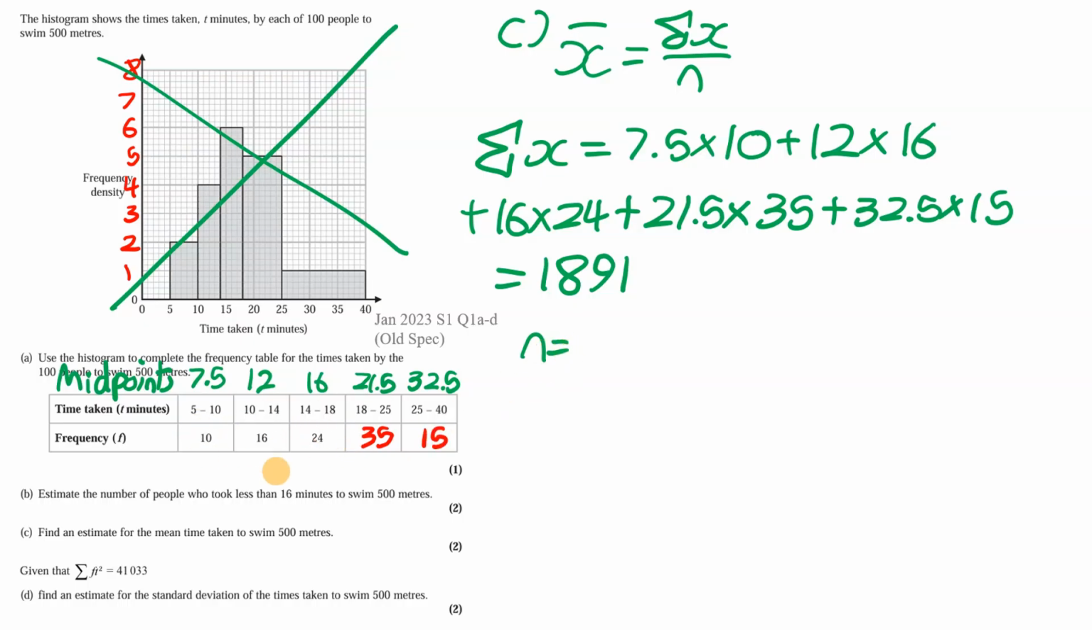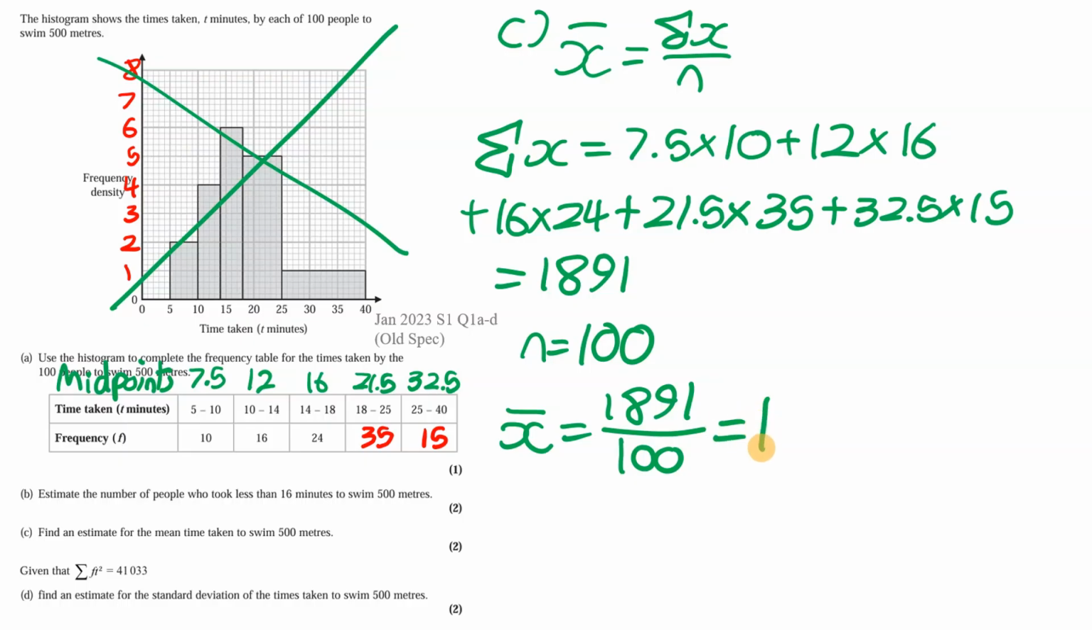Okay, now n is equal to the number of data points. You could add these frequencies together, however, we're just actually told in the question there are 100 people in this data, so therefore n is equal to 100. So therefore the mean is this 1891 divided by 100, which is equal to 18.91. So this here is the mean time taken for the people to swim 500 meters.